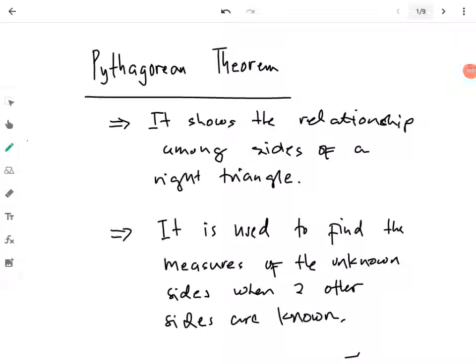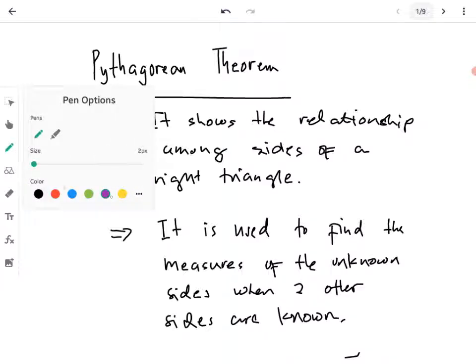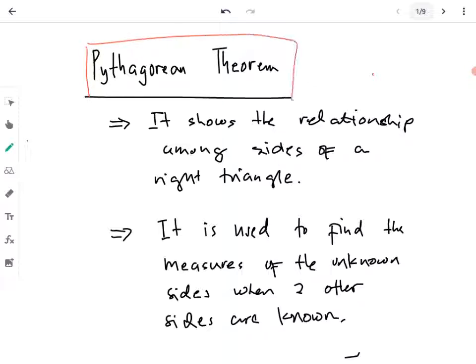In this video, what we're going to discuss is all about the Pythagorean theorem. This theorem is actually one of the most useful and convenient tools in solving problems relating to triangles. What it does is it makes an equation, and that equation shows the relationship among the sides of a right triangle.